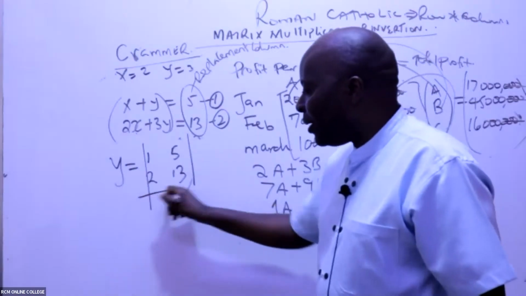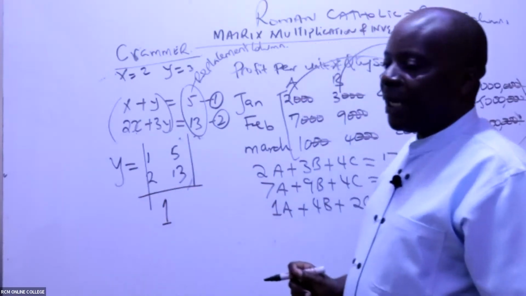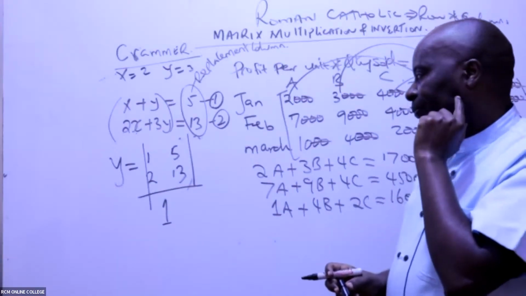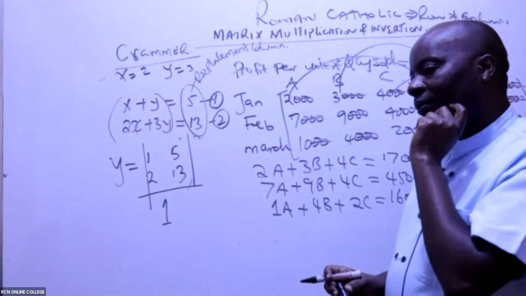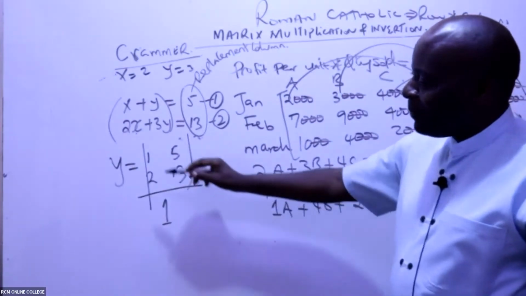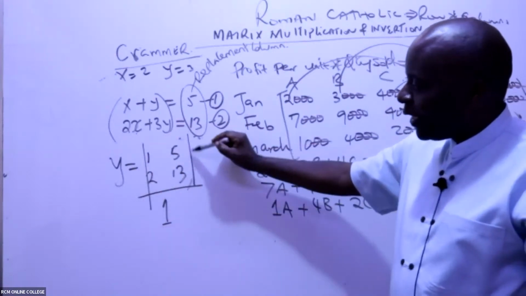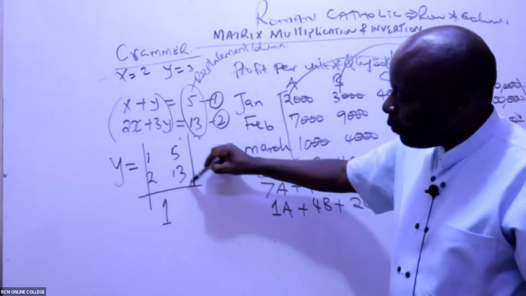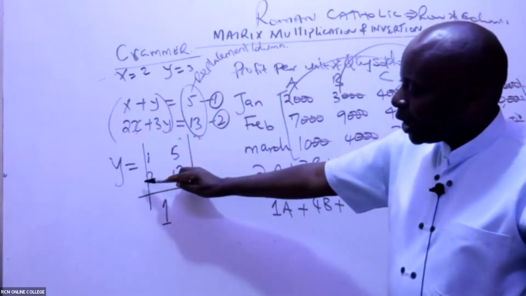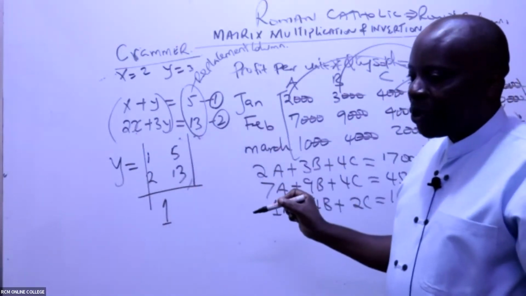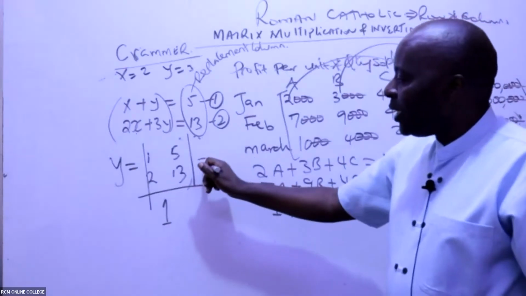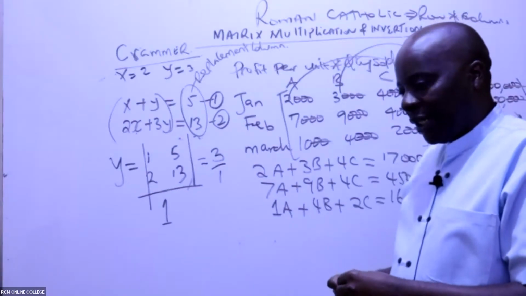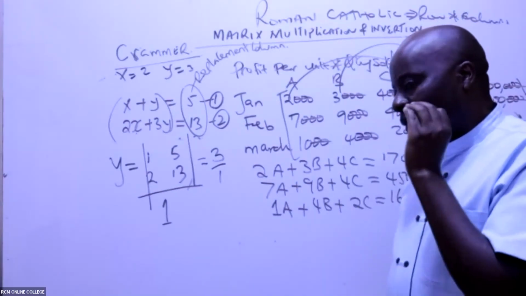Now we shall divide these by the determinant of the base. Whenever you see these two strokes over these lines, it means that we get the determinant. So determinant will be product of primary 13 minus product of secondary 10. So 13 minus 10 gives me 3. 3 divided by 1 gives me 3. So y is 3. So that is what we call Cramer's rule.